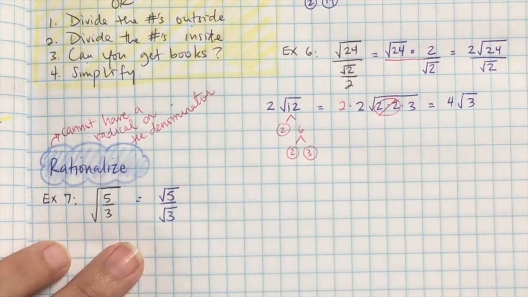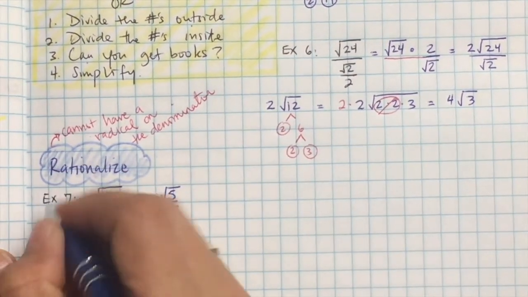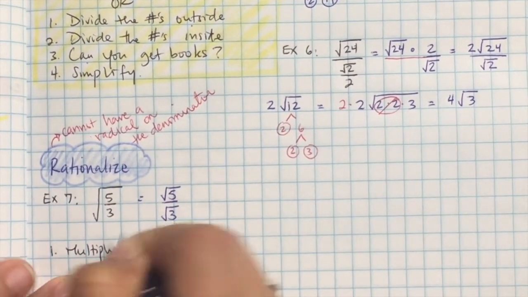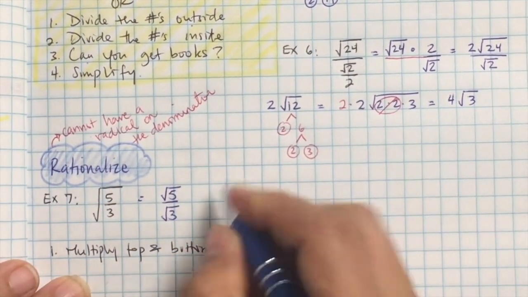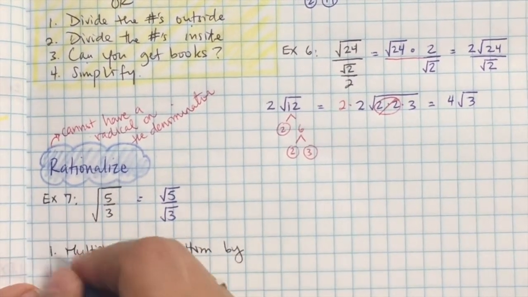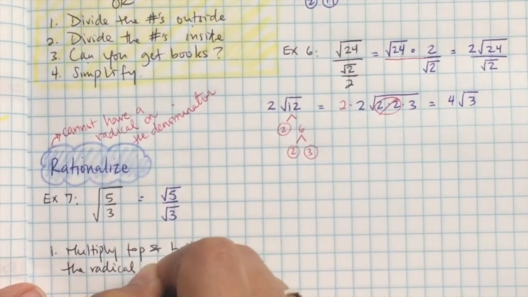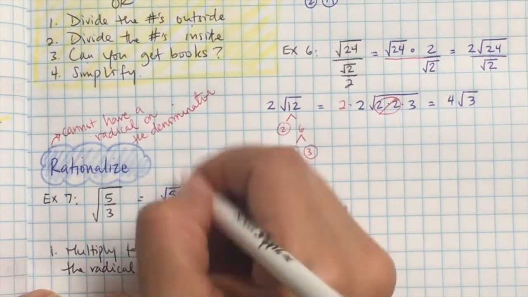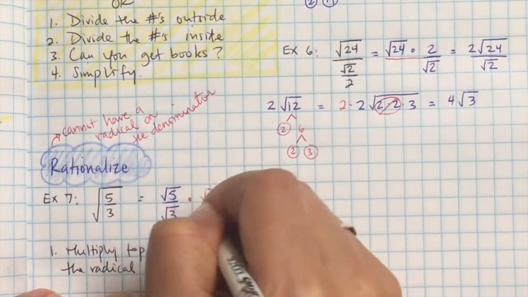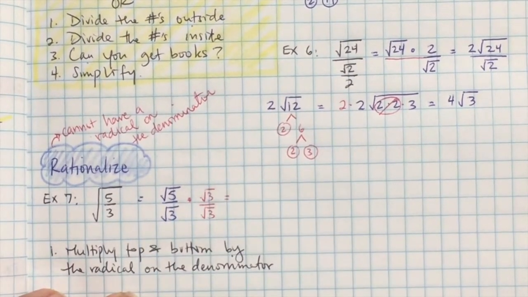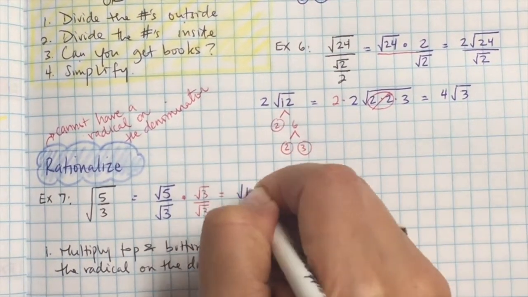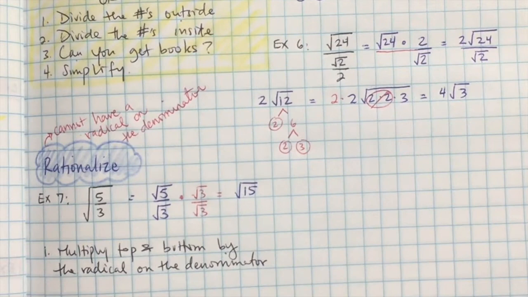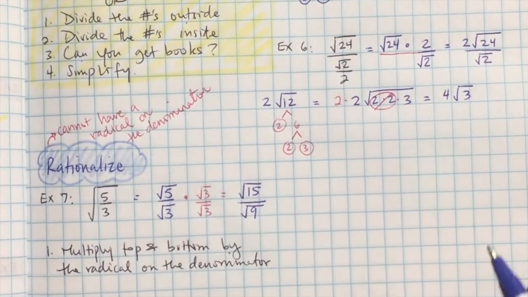And the first step you would need to do is multiply top and bottom by the radical on the denominator. So the radical I have on the denominator right now is radical 3. So I'm going to multiply top and bottom by radical 3. Right. Follow your multiplying rules. So multiply the inside, that's going to be 15, and that's going to be 9. So radical 15 over radical 9.